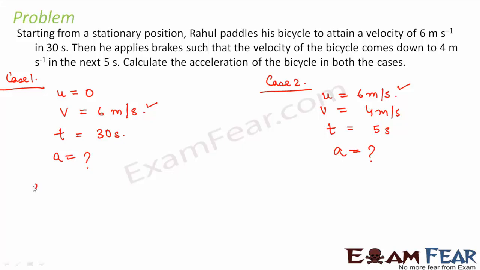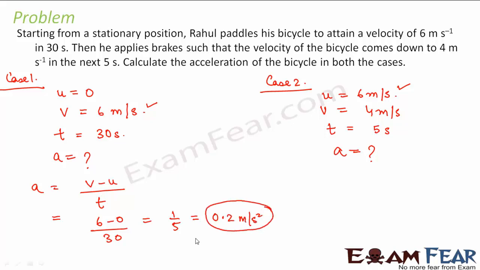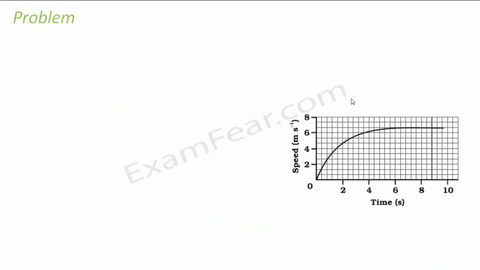So we will use the same formula. Here acceleration will be change in velocity by time taken, that is 6 minus 0 divided by 30. This comes out to be 1 by 5, which is equal to 0.2 meter per second square. So here acceleration is positive because the speed is increasing from 0 to 6. In this case, acceleration is v minus u divided by t, which is equal to 4 minus 6 divided by 5, which is equal to minus 0.4 meter per second square. So here the acceleration is negative because the speed is decreasing from 6 meter per second to 4 meter per second. Right? Okay, let us look at the last problem of this section.